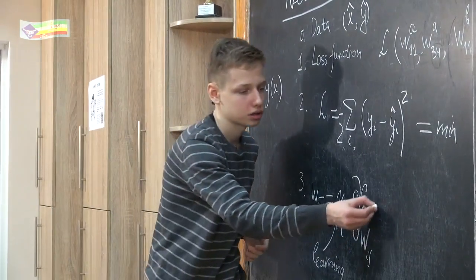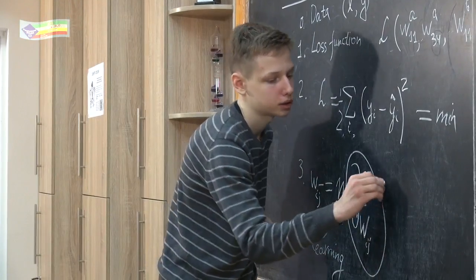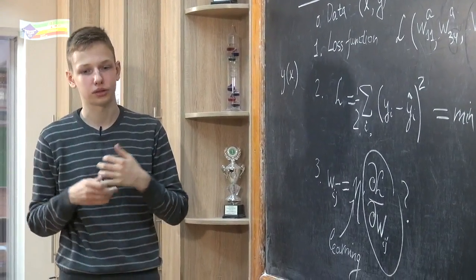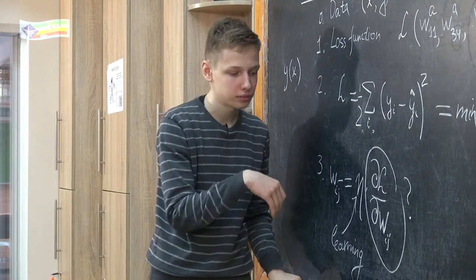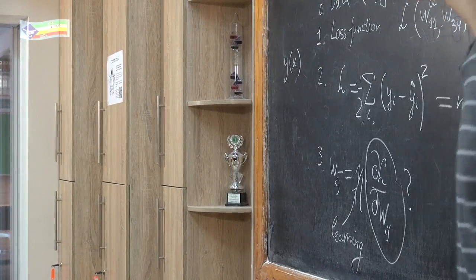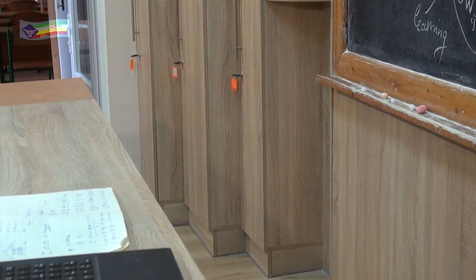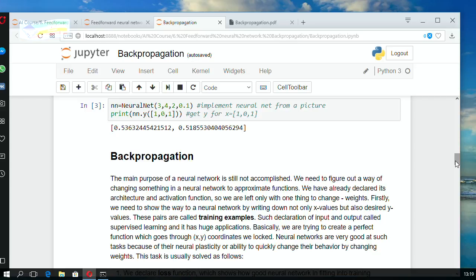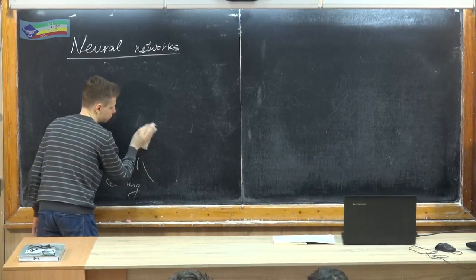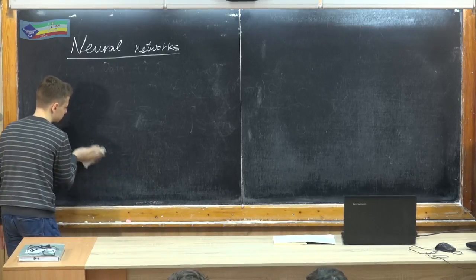And here's a big question. How to calculate these partial derivatives? This is the main problem, and we will talk mostly in this lesson about how to calculate partial derivatives. I will try to minimize the amount of complex math as much as possible. So let's start from the simplest case, a neural network without a hidden layer.